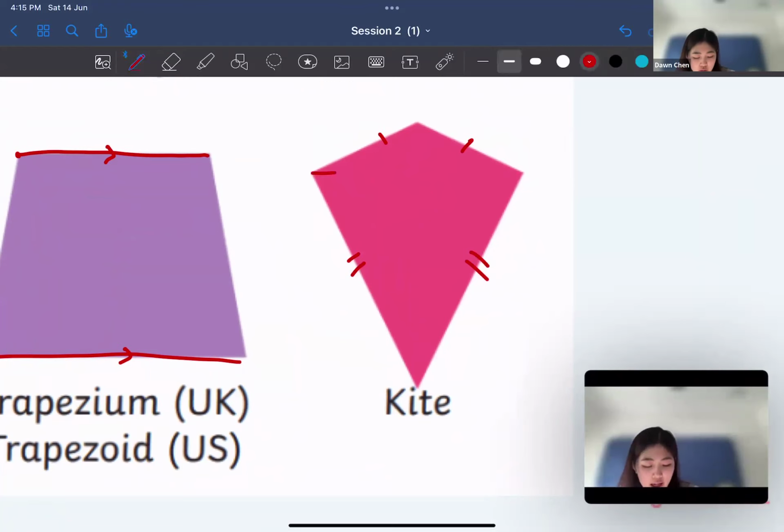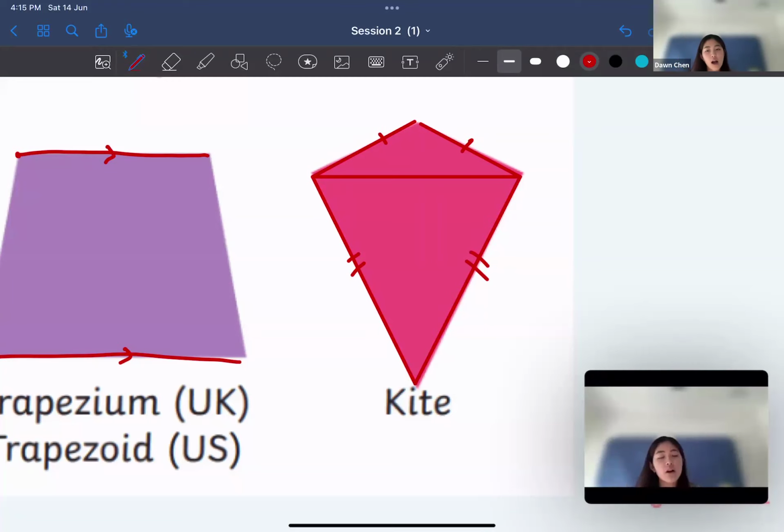So for a kite, you can split your kite into two isosceles triangles, which is something we talked about in our last geometry session. That just means here and here are your two isosceles triangles, and you put them together. And what I meant when I said there's a line of symmetry is if we took the line down here, then we have a line of symmetry, right? So that's basically a kite shape.